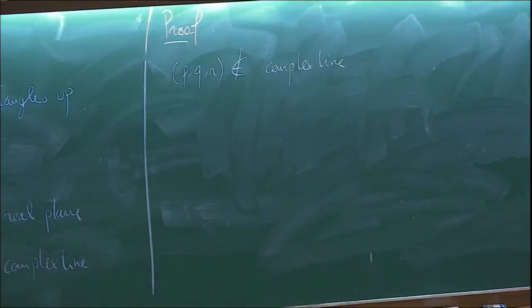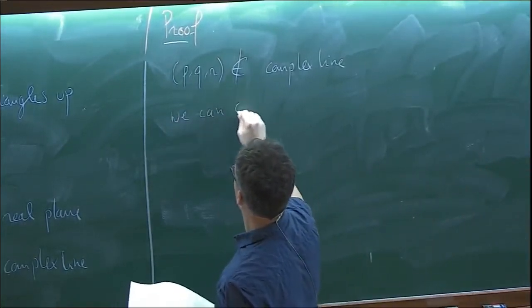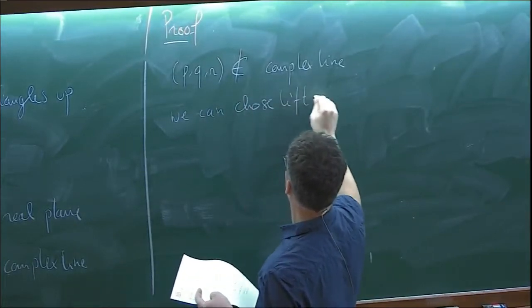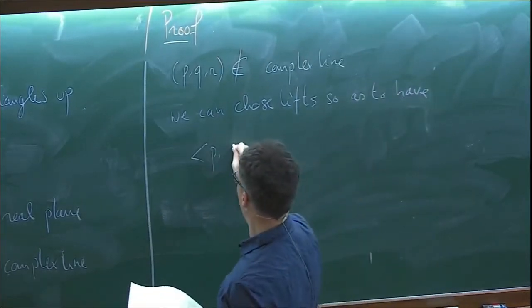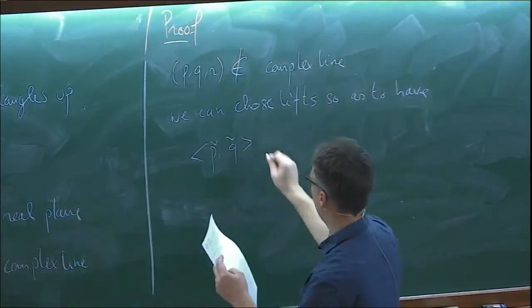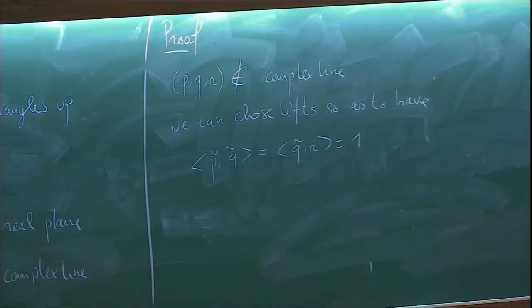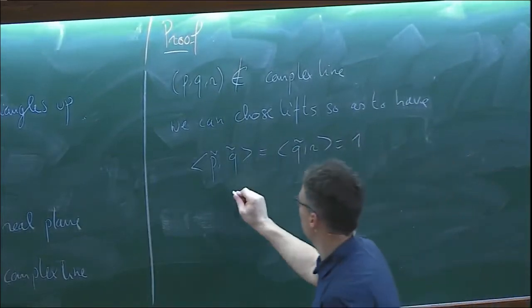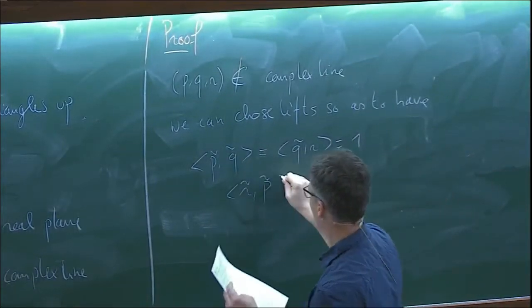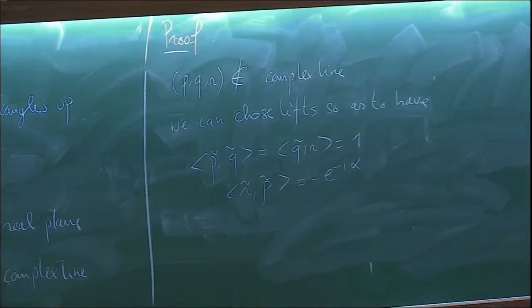Okay, then in that case, we can choose lifts so as to have PQ equals QR equals 1. Oh, well, you just pick any P, then you adjust Q, then you adjust R, and you can do that. And then RP, so the third guy in the triple bracket, will be something like minus e to the I alpha, or some alpha.